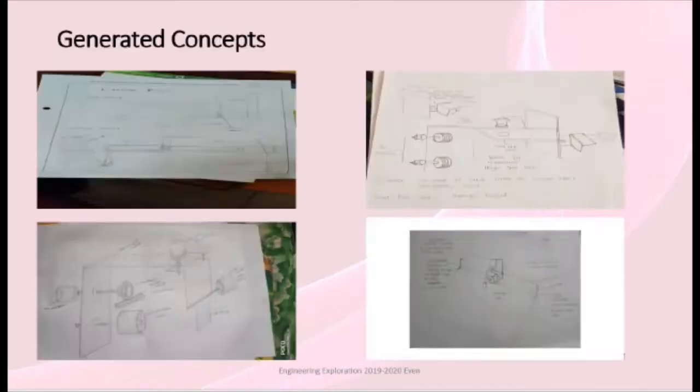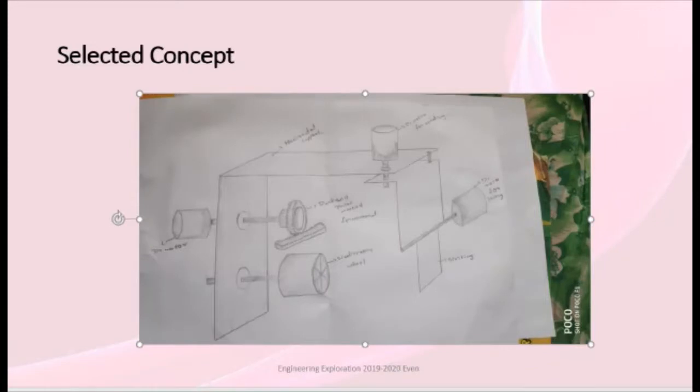These are the main subsystems which we have identified in our course project: movement unit, rotating unit, and striking unit. These are the four generated concepts designed by our team. So we decided the third concept as a design for the carom board. I will hand over the further presentation to Samant.